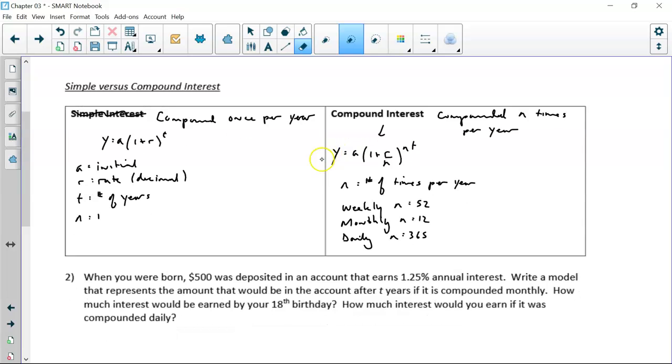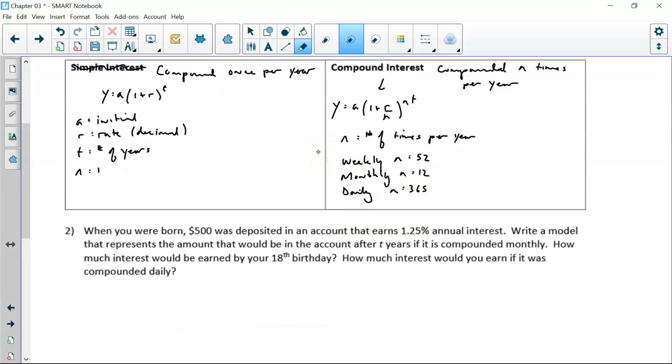So here we're going to do a problem, number 2. When we were born, 500 deposited into account, 1.25% annual interest represents compounded monthly after t years. So when you see those words, compounded monthly, that means you're using it for multiple times per year. So y equals A times 1 plus r over n raised to the nt.